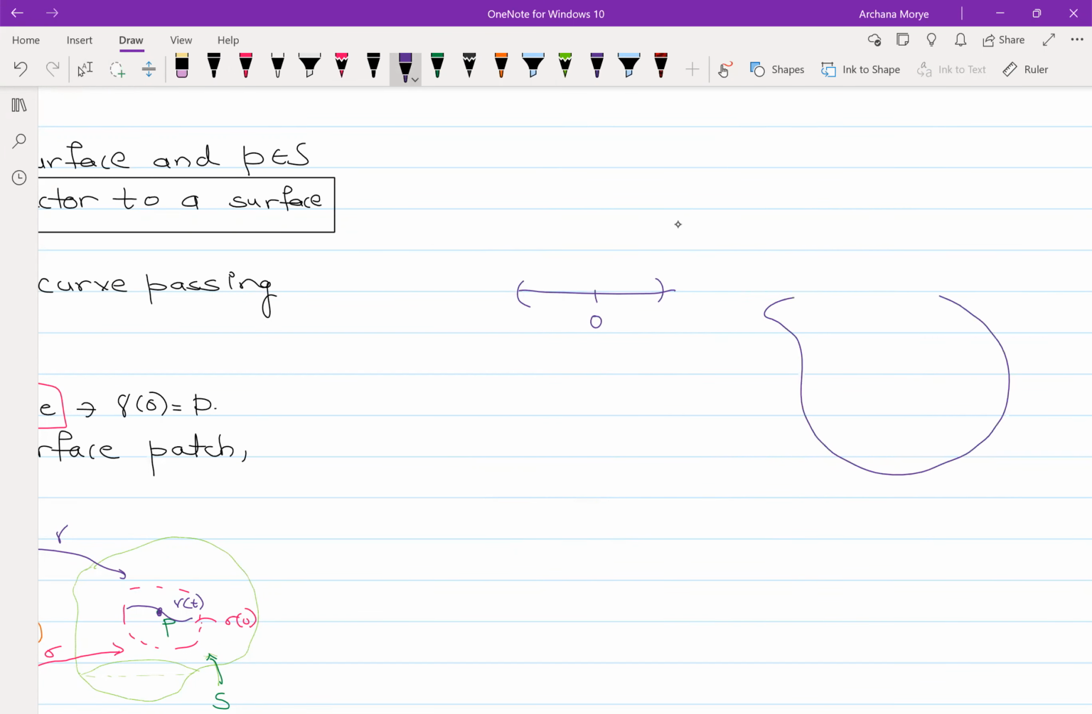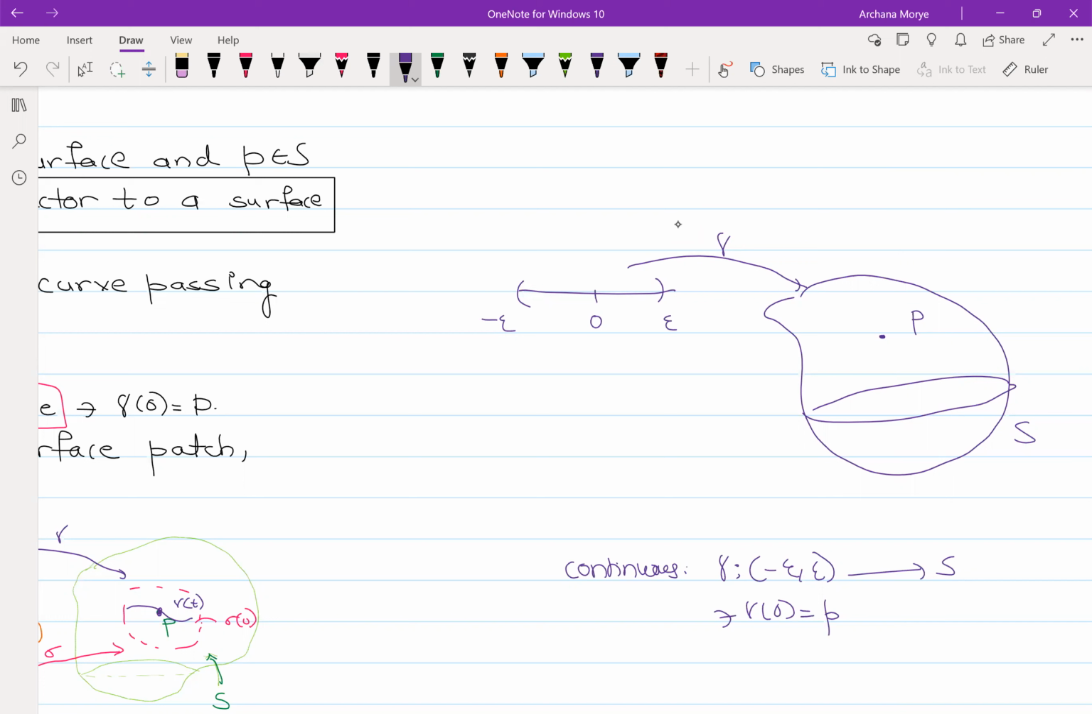Because it is a topological space, right? It has a subspace topology. So it is a continuous map gamma from minus epsilon to epsilon, let us take it, to S, such that gamma of 0 is equal to P. We can always shift. Is this a curve? All of you agree? Yes, ma'am. Okay, so this is my gamma, and this is gamma of 0. So this is actually a curve.